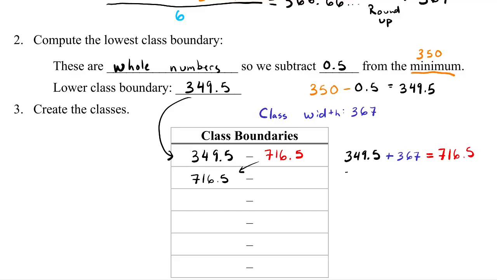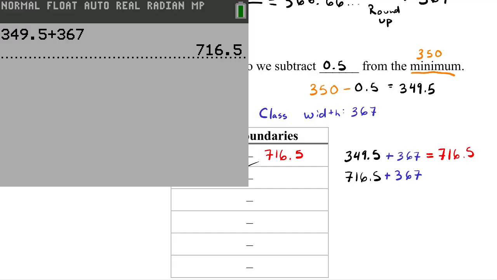For my second class, I'm going to take that 716.5 and add another 367. And on the calculator, I'm just going to type plus 367. And notice when I hit plus, the calculator automatically inserted that ANS for the previous answer.